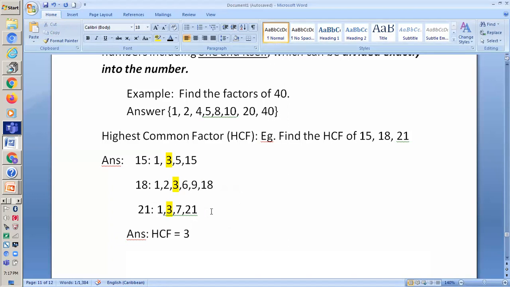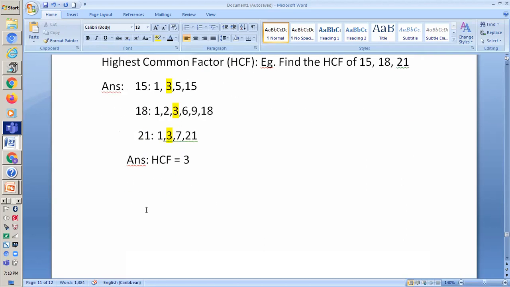All right. So that was highest common factor. So we want to look at what we call multiples of a number now.